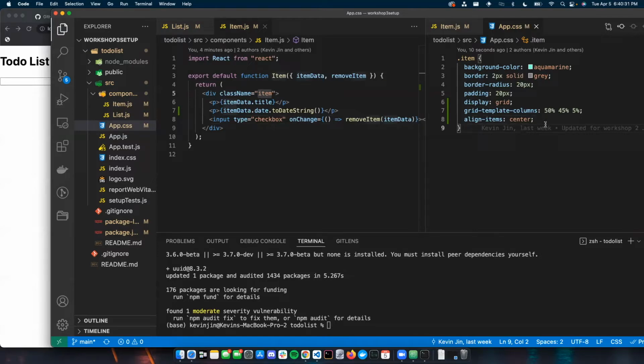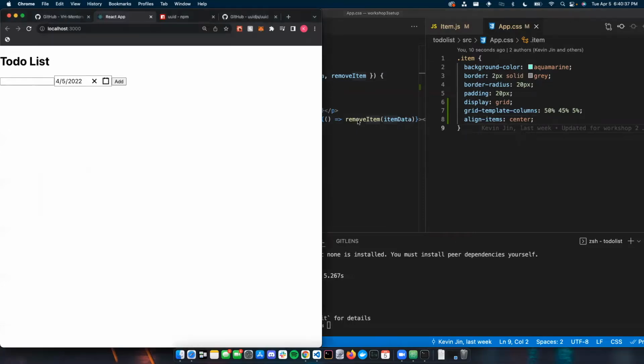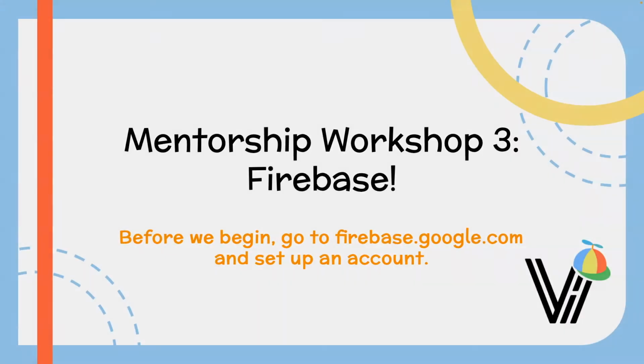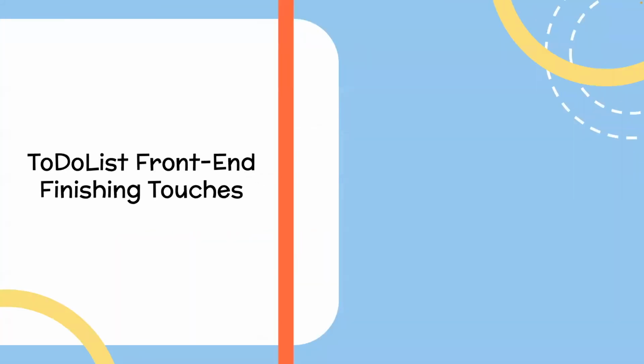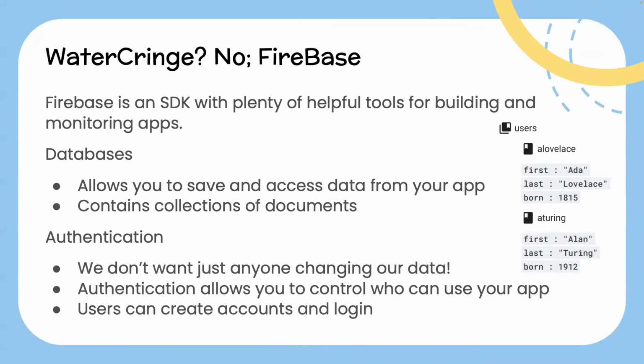All right. So now that the front end for our to-do list is set and it's functioning and it's all good, we're going to move on to some new stuff and we're going to learn about Firebase. All right, so now that we're done with the front end, let's get to the back end. Today, we're going to be talking about Firebase, and this is one of my favorite things ever.